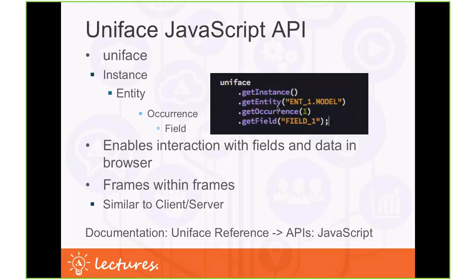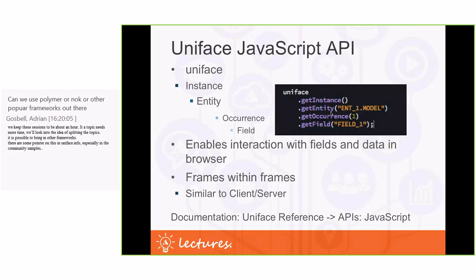Okay, so starting with Uniface 9.5, we introduced the JavaScript API. What it allows you to do within the DSP web application is to interact with the data on the client, the data and also any fields that data is bound to. So when you start using the JavaScript API, it might be a bit strange to start with, but it actually contains a lot of the familiar functionality that you get within Uniface.